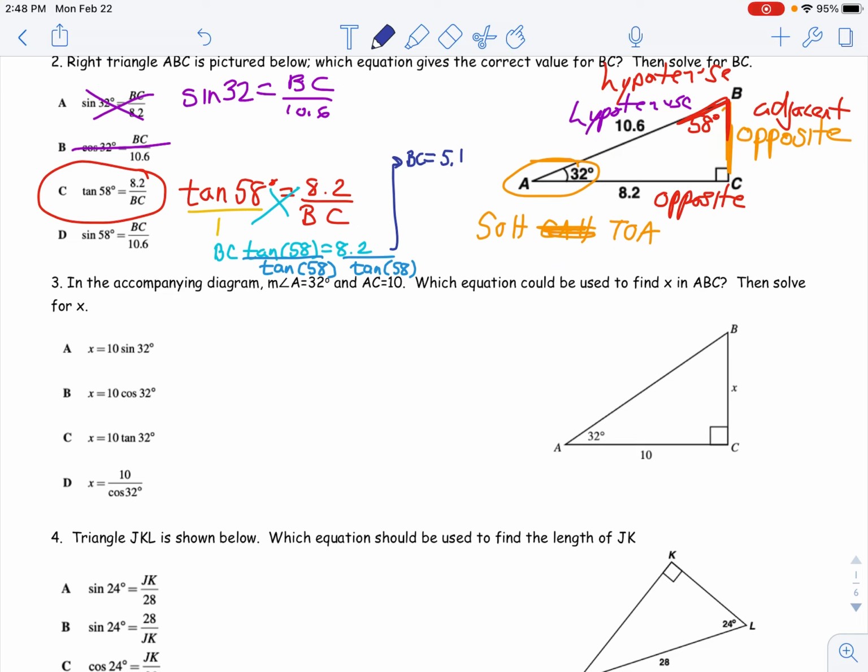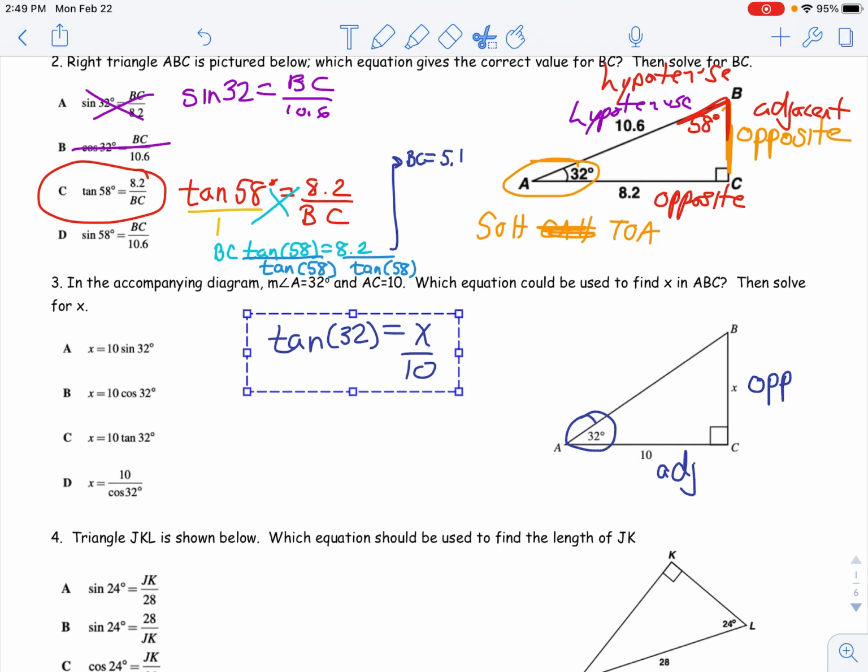And then this is the same problem again, just a little different. It says in the accompanying diagram, measure of angle A is 32 degrees and AC is 10. What's the equation to find X in triangle ABC? Then solve for X. So again, let's look at this. Given this right here, X is opposite, 10 is the adjacent side. So we have opposite and adjacent. Well, that's going to be TOA. Tangent uses opposite and adjacent. So it's going to be tan 32 equals X over 10.